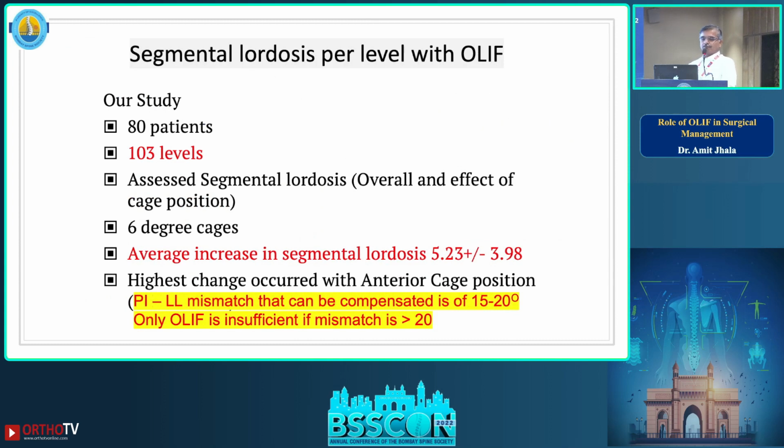In one of our papers, we studied 103 levels and assessed how segmental lordosis can be achieved by 6 degree cages, and the average increase in segmental lordosis was 5.23 per level by doing an OLIF. So you can get a good alignment.